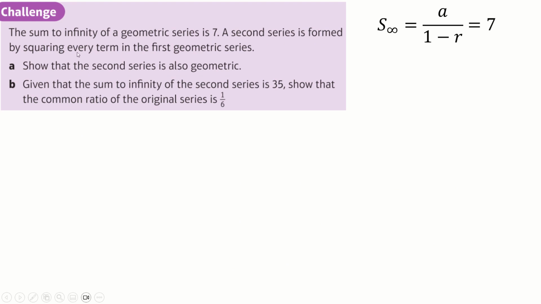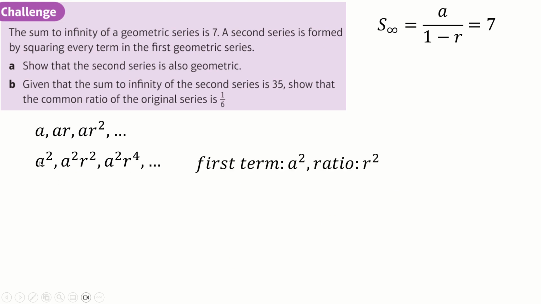The second series is formed by squaring every term. So the first sequence or series goes a, ar, ar squared, and so on. Because it starts at a and then you times by r every time. If you square every term, you're going to get a squared, a squared r squared, a squared r to the 4, and so on. Now this is just a geometric series because you times by r squared to get from one to the next. And the first term is just a squared. So that's cool. So that means it's geometric.